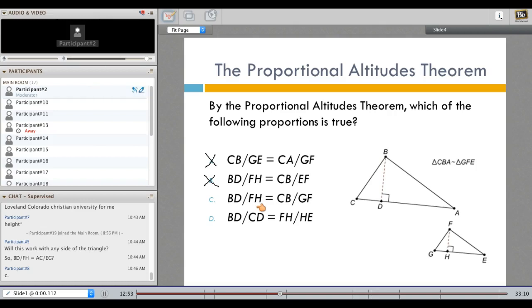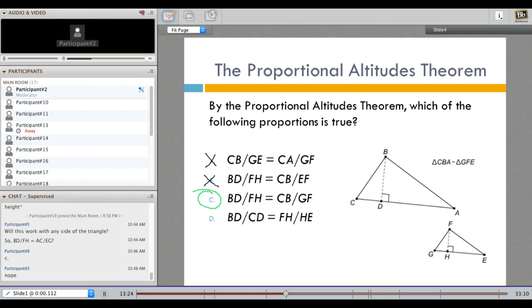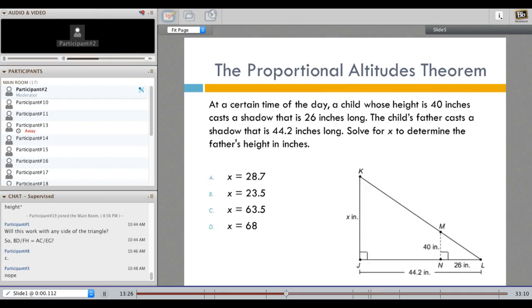Okay, so I'm seeing lots of answer choice C's in there. Let's see if you guys are correct. BD and FH, yep, we already talked that looks good because those are the altitudes, or the heights of each triangle. Okay, again, that's where the name of the theorem comes from, the proportional altitudes theorem. You make a fraction of the altitudes. That ratio is equal to the matching sides. So we have to make sure over here that the sides match up. CB is the left side, GF is the left side. Yeah, looks good. Okay, so yep, C would be correct here. Any questions on that one?